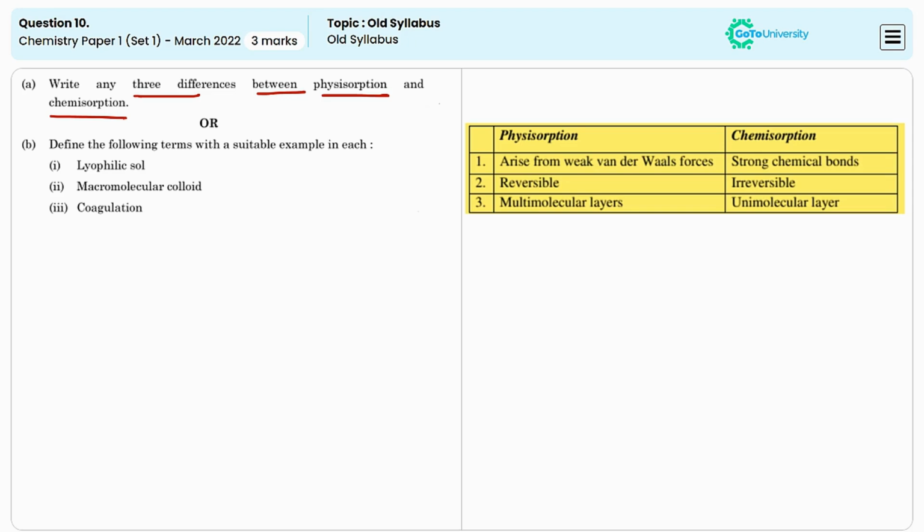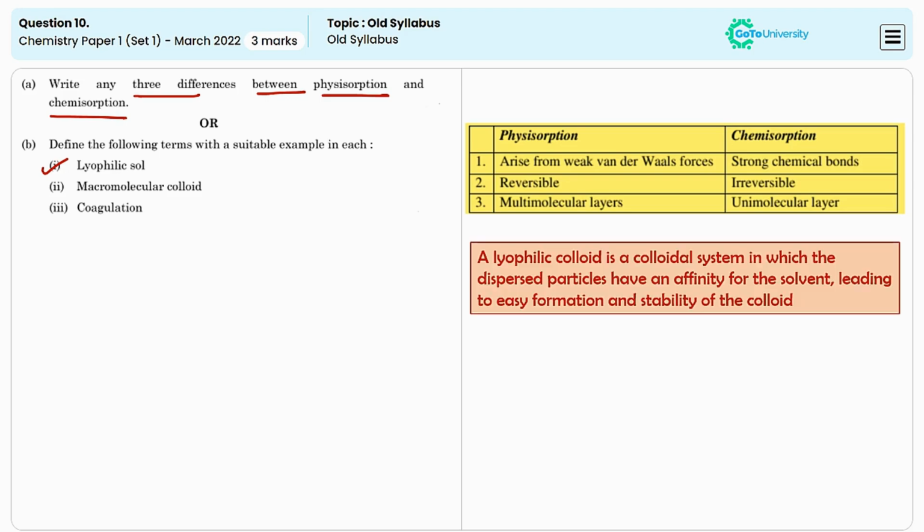In the old question, we need to define the lyophilic sol. A lyophilic sol is also known as a lyophilic colloid. This is a type of colloidal system where the dispersed phase has a strong affinity for the dispersion medium. And lyophilic sols are generally more stable than lyophobic sols because the strong interaction between the particles and the medium helps to prevent aggregation.